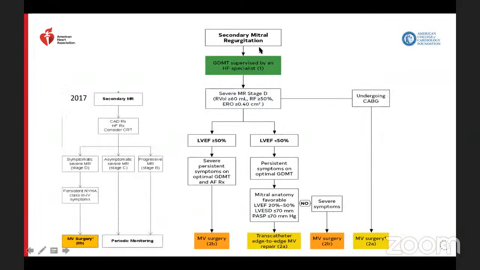So to summarize, the secondary chronic MR recommendation for intervention as compared to the 2017 guidelines. If the patient is severely symptomatic with reduced ejection fraction, favorable valve anatomy, and meeting the criteria of left ventricular ejection fraction 20 to 50%, end-systolic dimension equal to or less than 70 millimeters, and pulmonary artery systolic pressure less than or equal to 70 millimeters of mercury. Same criteria used in the COAPT trial. It's a class 2A to go with transcatheter repair. That's new in the newest guidelines.